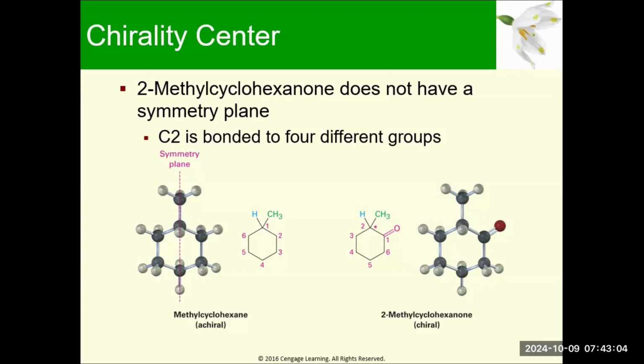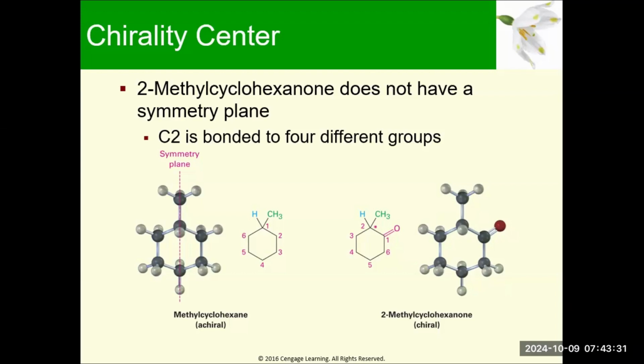And as a matter of fact, here you actually have a chiral center because that carbon is bonded to a methyl group, a hydrogen. If you go here, you have a CH2. And then if you go here, you have a ketone. And so that carbon here is what we call chiral.